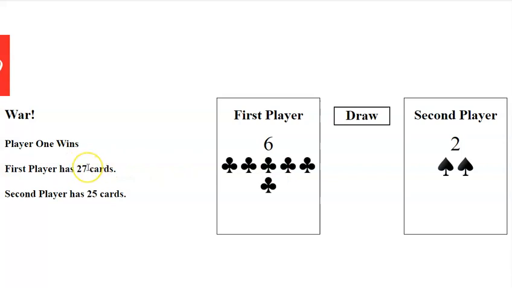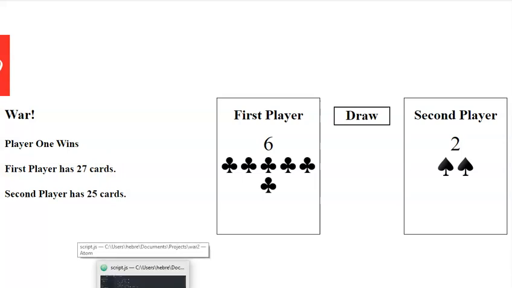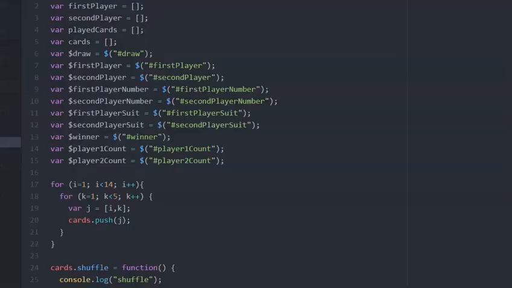So the first player now has 27 cards because this was already their card, and then they have one. They gained one new card, so they have 27. They lost a card, so they have 25. So these cards are being held in arrays. It's a list of all the cards, all the possible cards. So let's look at that. How I make that. So here's making the cards right here.